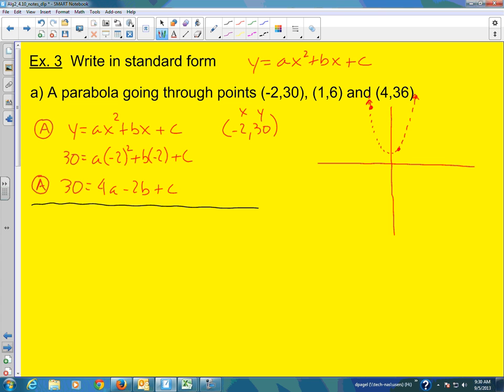That's equation A. Let's look at B. We're going to use 1, 6 for this one. So now, again, I'm just going to fill right in. Y equals ax squared plus bx plus c. 6 is equal to a plus b plus c. So there is our equation B.